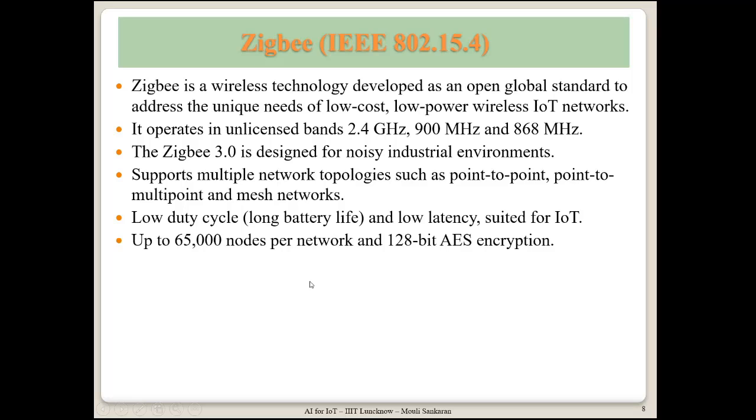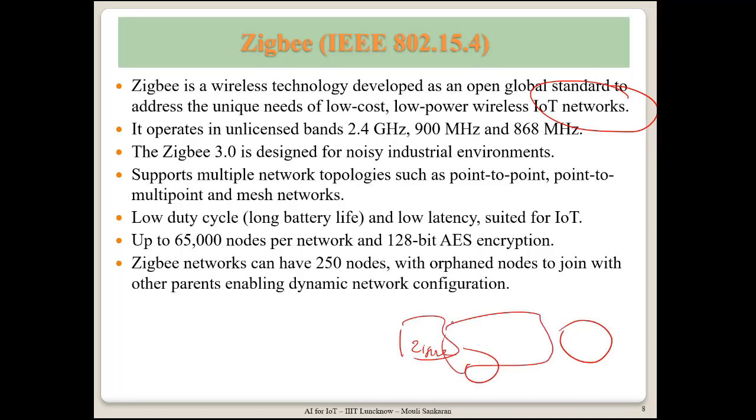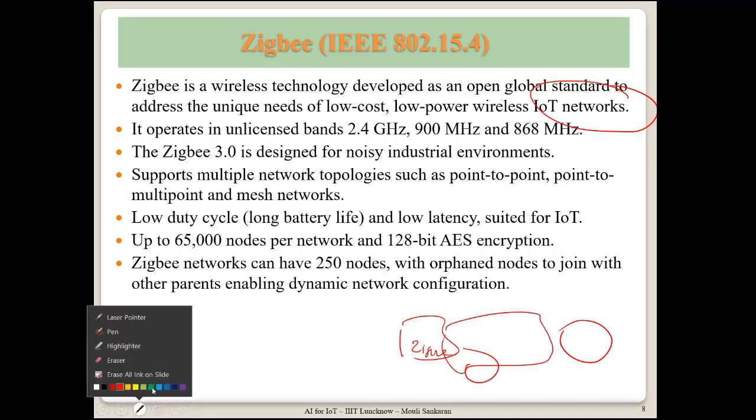More nodes can be there in a Zigbee network, and it is encrypted using the advanced encryption algorithm, a 128-bit code, so that it will be difficult for anybody to decode and find out the value. So the encryption is done using the 128-bit AES algorithm, and we can have even 250 nodes in a mesh network. So it is meant for IoT networks. IoT devices with Zigbee capability can be connected in a mesh network. I will talk about mesh networks, what exactly they are, shortly.